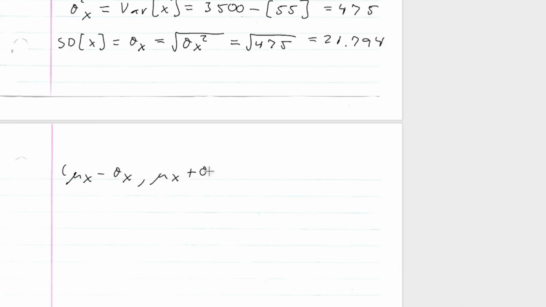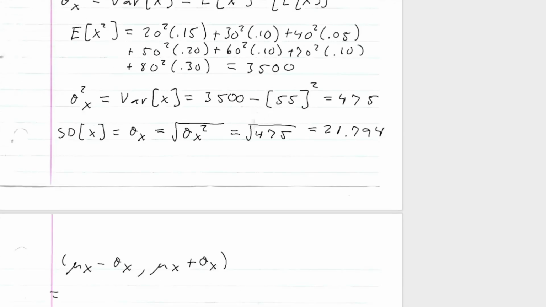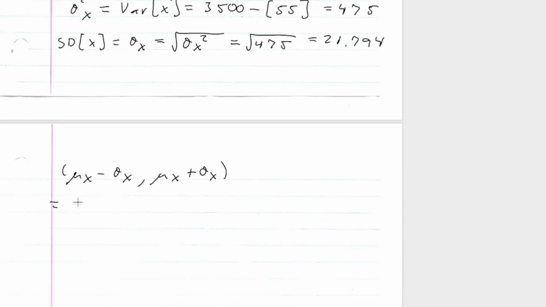Okay, so this is the interval: the mean of x minus the standard deviation of x, and the mean of x plus the standard deviation of x, which is equal to, so the mean of x was 55, right? So that's 55 minus 21.794 to 55 plus 21.794. And that's going to give me the interval 33.21 to 76.79.